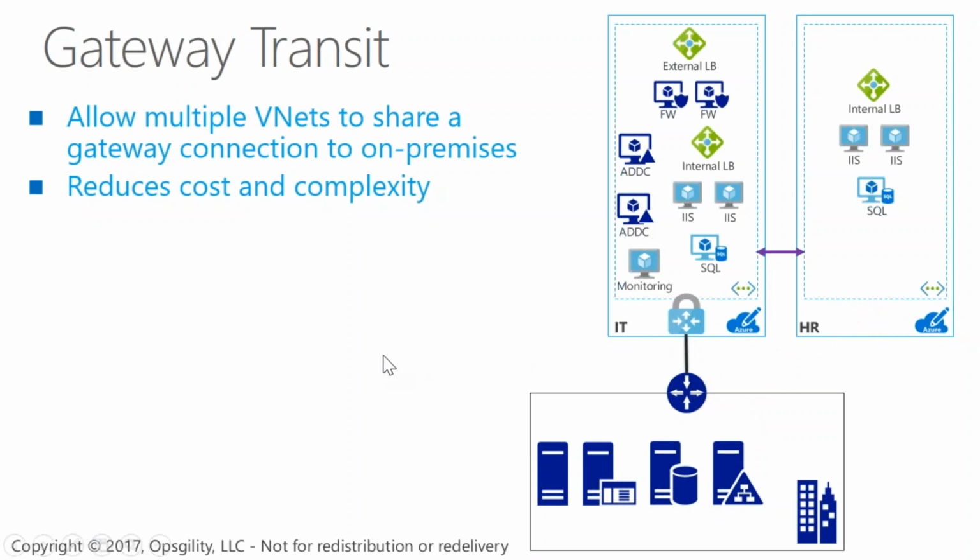But now, thanks to peering, I can do what is called gateway transit, where the IT virtual network is allowing other peered VNets to use its gateway to get to on-prem. And the reverse is also true. Traffic from on-prem will be able to get to all of the peered virtual networks.